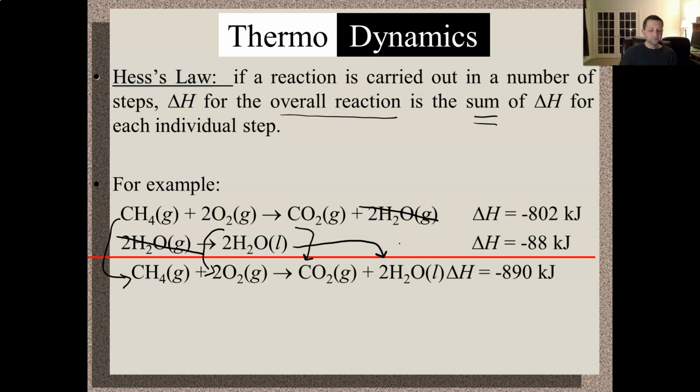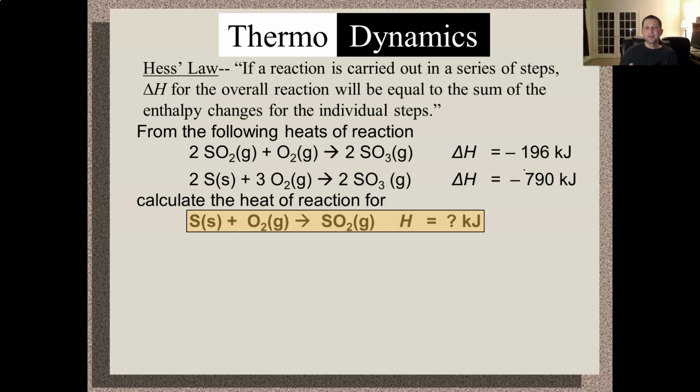Bring that down. So you can see that the first equation plus the second equation, where we cancel out the like terms on the reactant and product side, gives us an overall delta H value of negative 890 kilojoules, because we have negative 802 from the first reaction, negative 88 from the second reaction. And again, it says the overall reaction delta H is a sum of the delta H values of each individual step. Gets a little bit more complicated though for something like this.